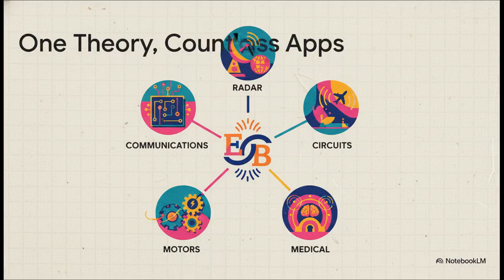And this is why all of this matters so much. When you stop and look around, you see it everywhere. The wireless signals connecting your phone, the radar guiding planes, the simple circuits in your kitchen appliances, the powerful motors in an EV, even the MRI machine at a hospital. It's all governed by this one beautiful, unified theory of electromagnetism.